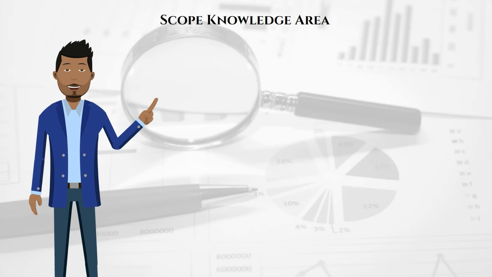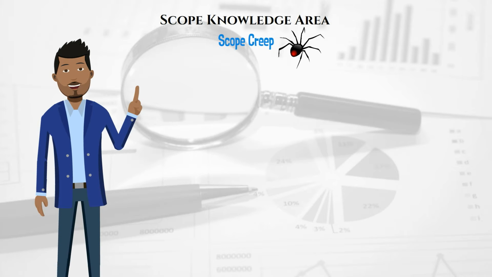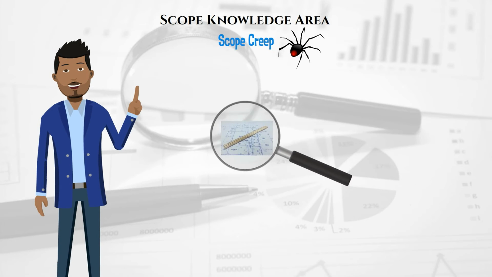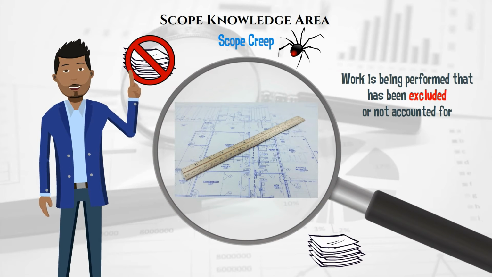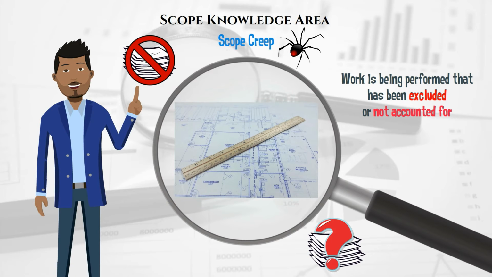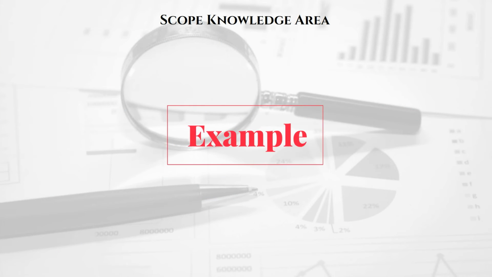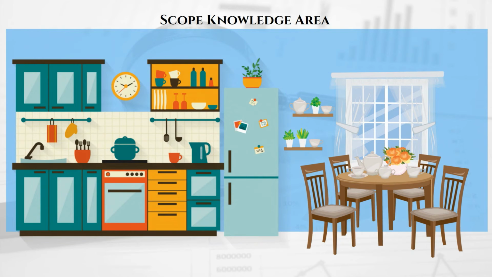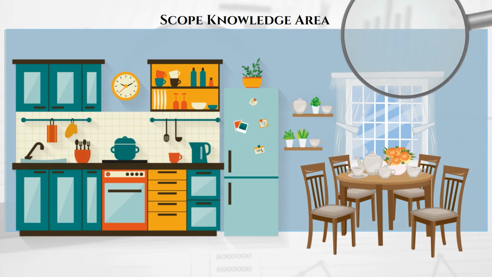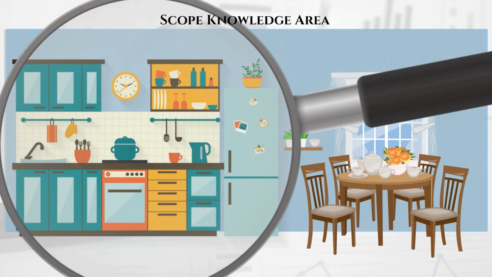Another concept we need to understand is scope creep. Scope creep is when work is being performed which is either excluded from the project or not accounted for in the project. Here's a practical example of scope creep. You decide to renovate your kitchen. However, once you start painting the walls, you decide you should also paint the dining room walls. Assuming that the original scope of the project was only to renovate the kitchen, painting the dining room walls is considered to be scope creep.